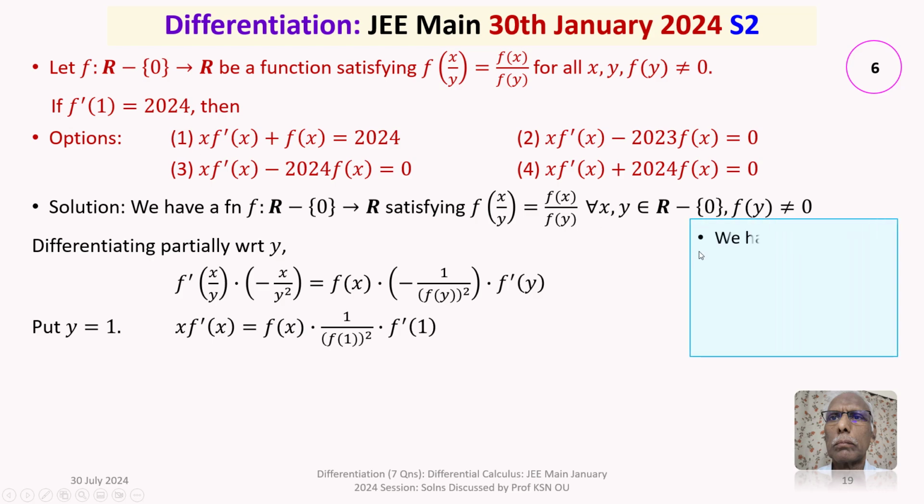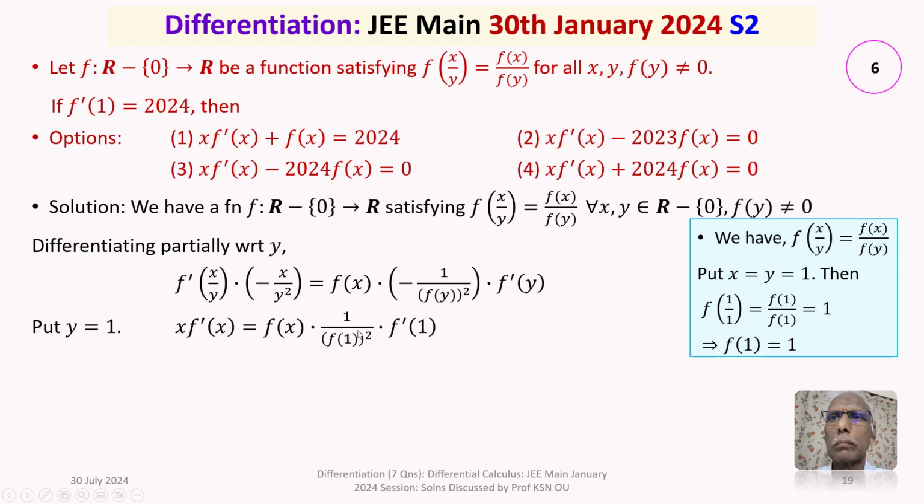And now f of 1 value will be substituted here. Put x is equal to y is equal to 1. Then you will get f of 1 by 1 is equal to f of 1 by f of 1. That is 1. F of 1 is not equal to 0, it is given here. Therefore, f of 1 value is 1.